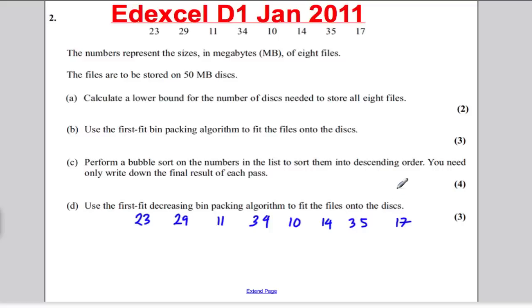Now for a bubble sort, you compare the first two. You want to put them in descending order, remember, so you want big going to small. Compare the first two, need a swap. 29 goes there. Consider 23 and 11, keep the 23 as it is. 11 and 34 need to swap. 11 and 10 keep the same. 10 and 14 need to swap. 10 and 35 need to swap. And 10 and 17 need to swap. So 10, the smallest number, ends up on the end.